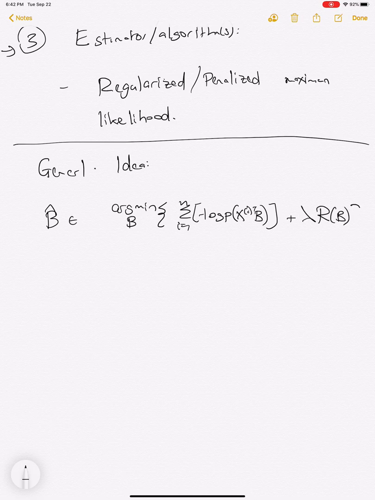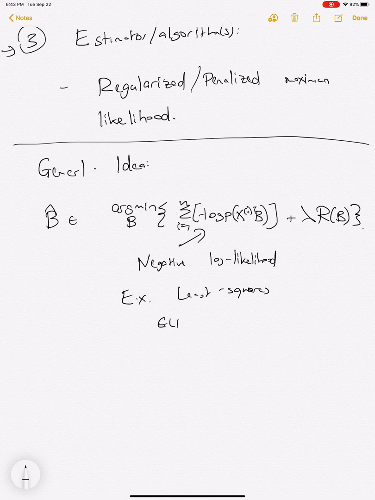This is the negative log likelihood objective, the negative log likelihood that we've already seen. This could be, for example, least squares or the GLM objective that we've seen. In the past, that's what we've generally tried to minimize, that expression there.